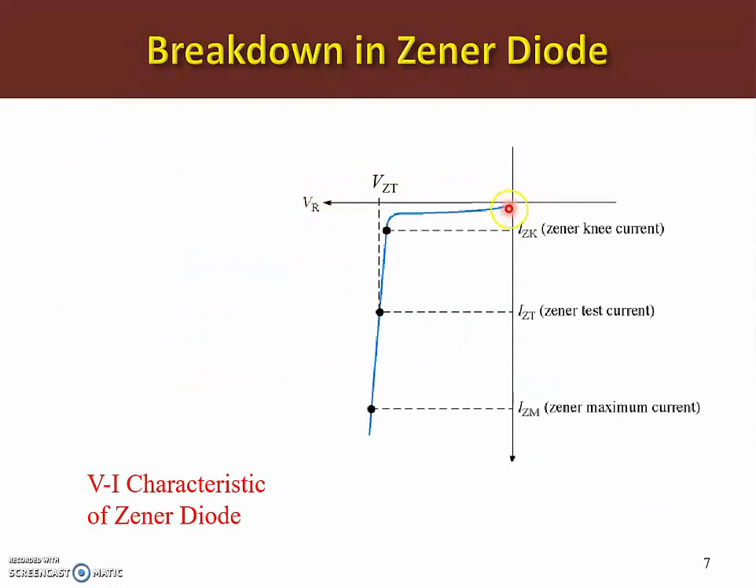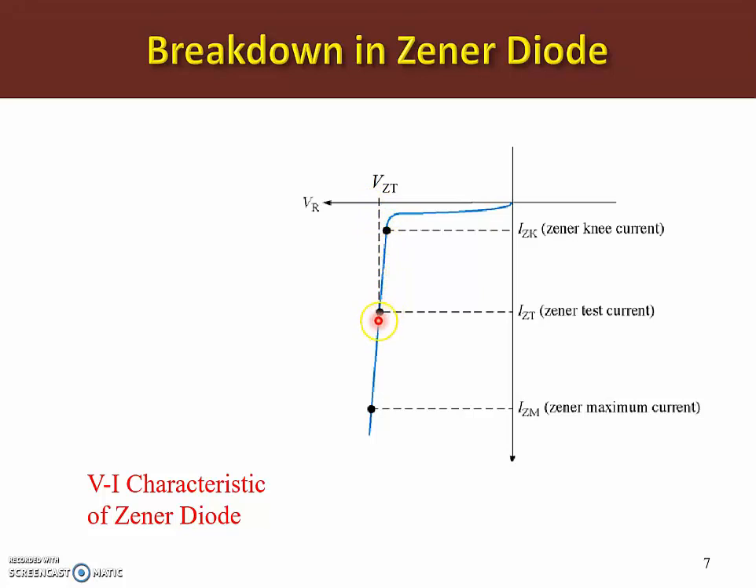Let's further discuss the reverse bias region of a Zener diode. When we increase the reverse bias voltage slightly, the current through the Zener is insignificant, very small. Further increasing the reverse bias voltage, the current through the Zener can increase significantly, while the voltage across the Zener is more or less constant.